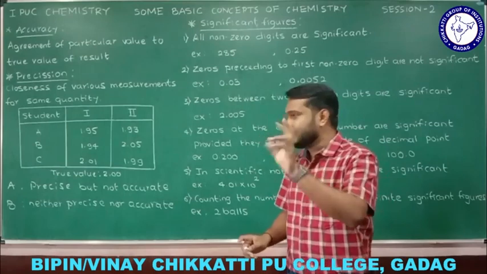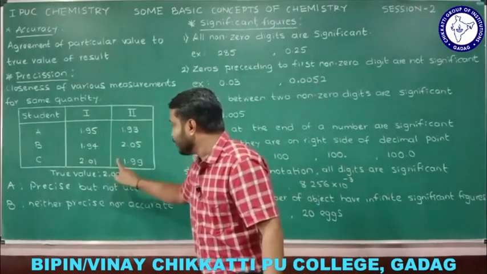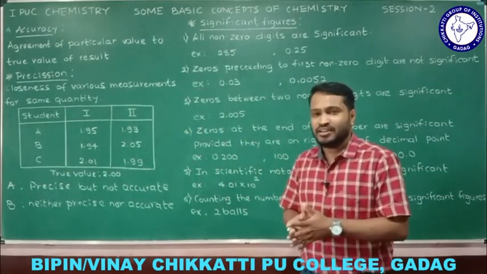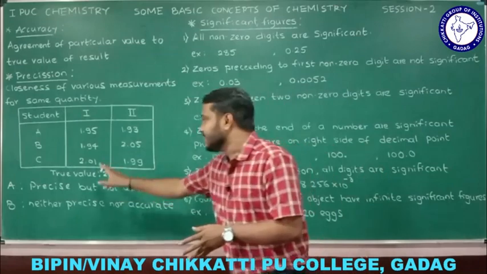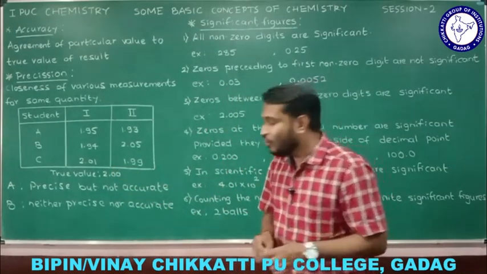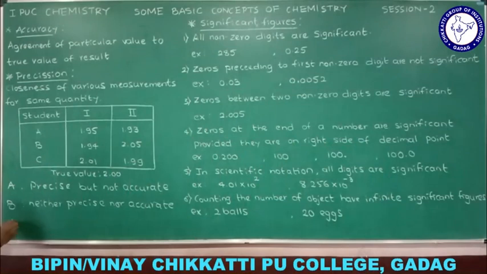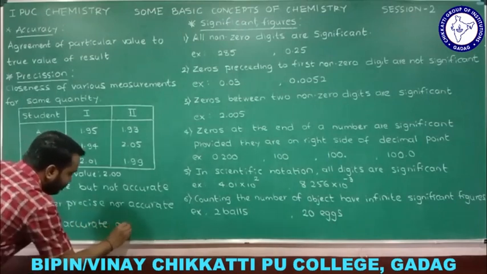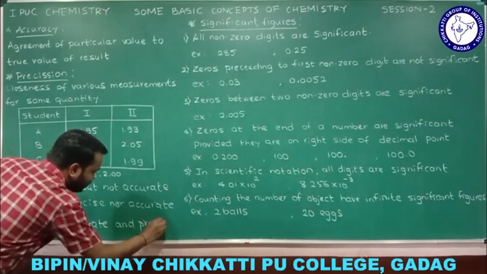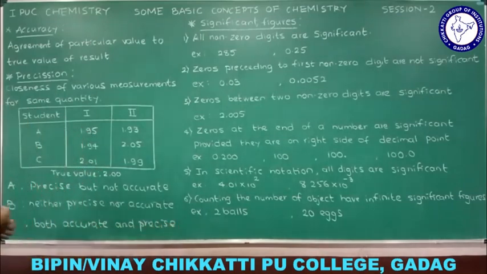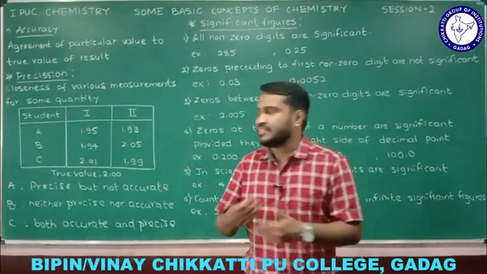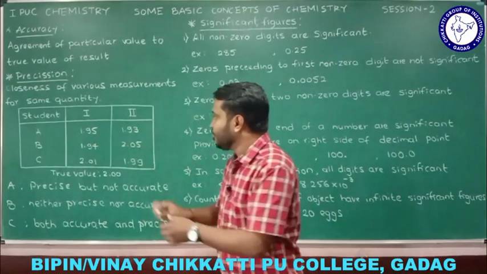And we will see what about the precision. Precision means we are going to compare 2.01 and 1.99, almost near to each other. Therefore I can say he is going to get the precise reading also. So student C's results are both accurate and precise. So this is how we are supposed to see whether the results obtained in the practicals are accurate or precise, and this is the way we are going to calculate that.